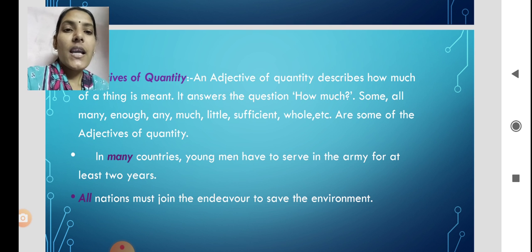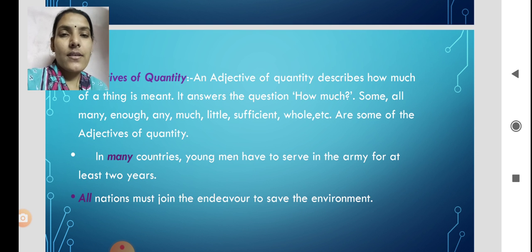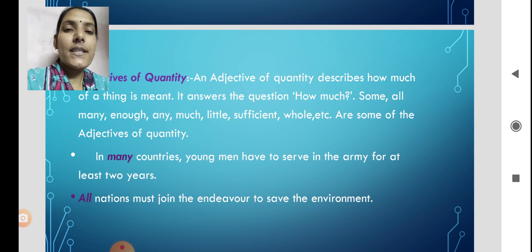In many countries young men have to serve in the army for at least 2 years. In many countries. How many countries? Many. All nations must join the endeavor to save the environment. All, it's an adjective. Many, it's an adjective.